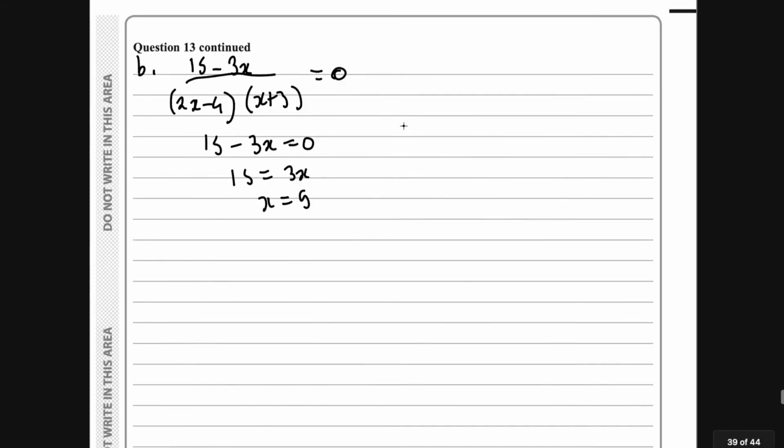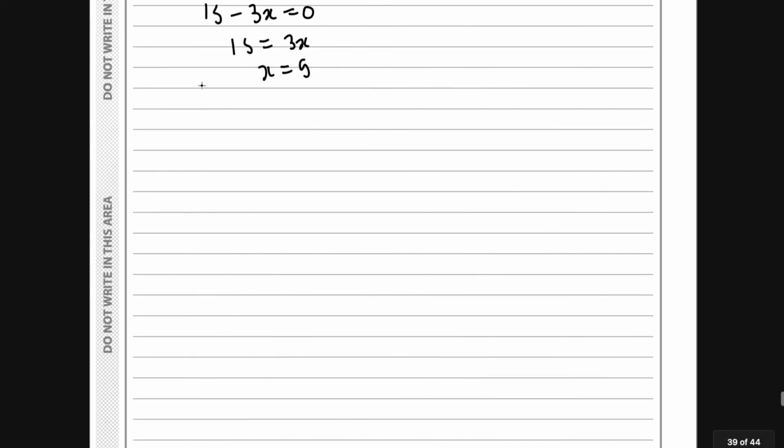And the exact area of R is going to be the integral between the limits of 5 and 3, the whole of the equation that we can see previously. And that's going to be (15 minus 3x) over (2x minus 4) multiplied by (x plus 3). Now, this here is impossible to integrate in the form that we currently have it in.